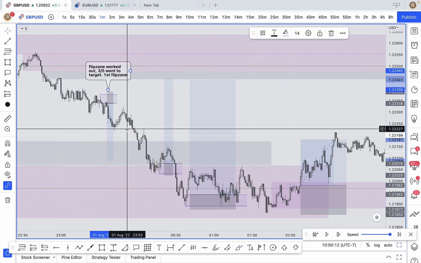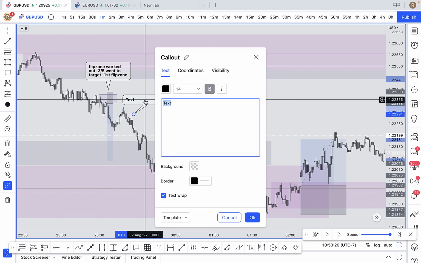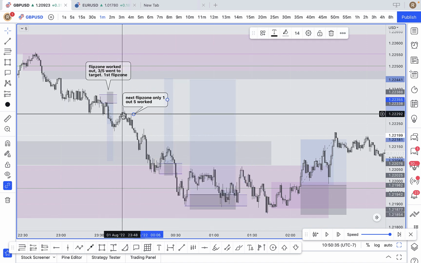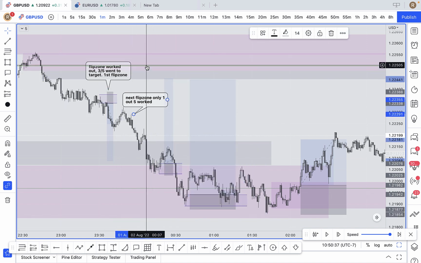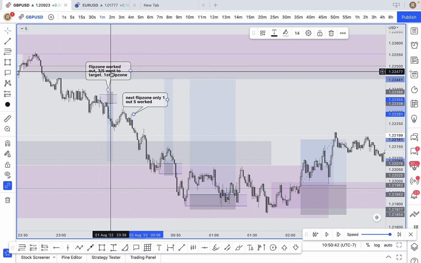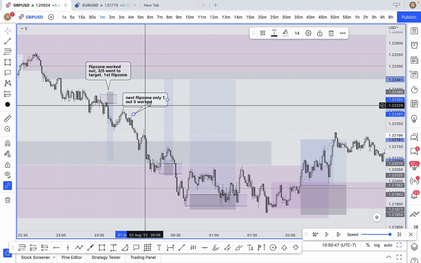You could maybe say the first flip zone nearest to the POI is worth taking. Let's pretend you took this flip zone and you got tapped in and out of 5 of them, only 1 worked. Next flip zone, only 1 out of 5 worked. Okay, cool. So statistically now, I'm telling myself that as I get further away from my trading time frame POI, which is the 15-minute, only 1 out of 5 work.